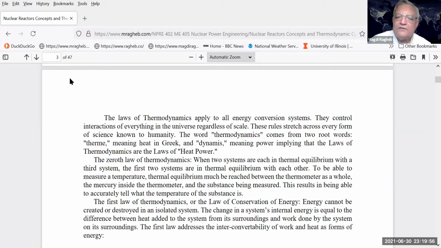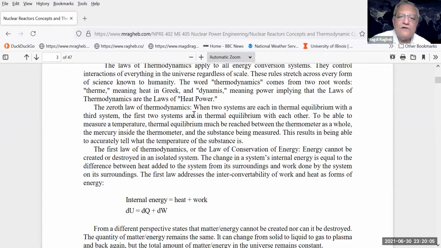Even if you think about the wind, it flows because of a differential in temperature from one part of the Earth to another. The Zeroth Law of Thermodynamics says when two systems are each in thermal equilibrium with a third system, the first two systems are in thermal equilibrium with each other. And that's what we call the Zeroth Law of Thermodynamics. To be able to measure a temperature, thermal equilibrium must be reached between the thermometer as a whole and the mercury inside the thermometer and the substance whose temperature we are measuring. This results in being able to accurately tell what the temperature of a substance is.